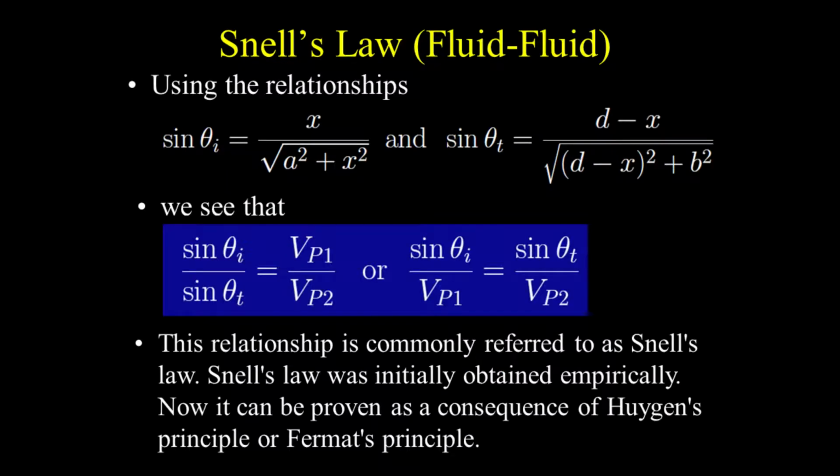We can see that the sine of the incident angle over the velocity of the top layer is equal to the sine of the transmitted angle over the velocity of the bottom layer. Therefore, the incident angle is not equal to the transmitted angle. This relationship is commonly referred to as Snell's law. Snell's law was initially obtained empirically. Now it can be proven as a consequence of Huygens' principle or Fermat's principle.